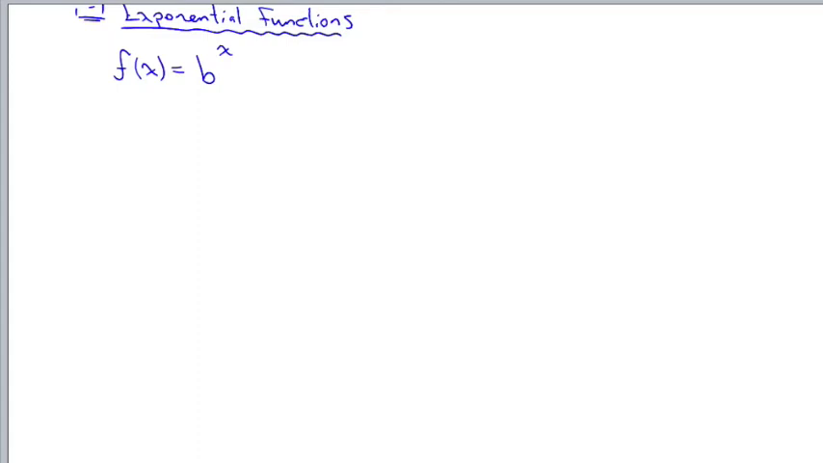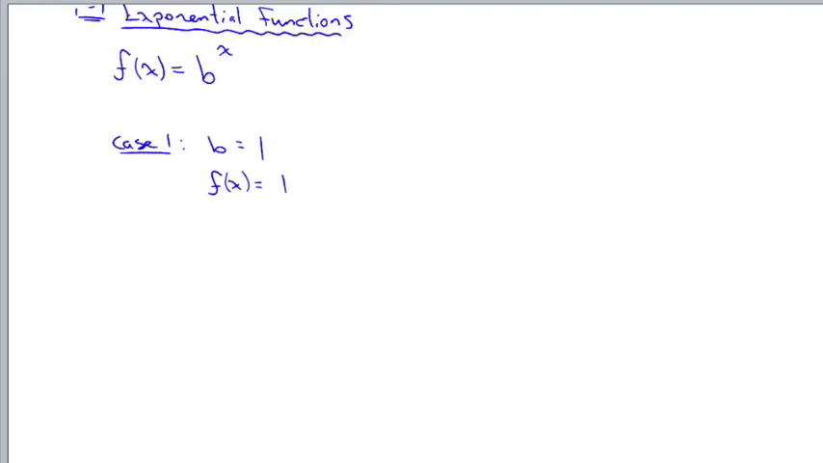So let's look at a couple cases. Case 1. What happens if B is equal to 1? What's 1 to the x equal? It's always going to equal 1. That's not an exponential function. That's a constant function, and it's kind of boring in its sense.